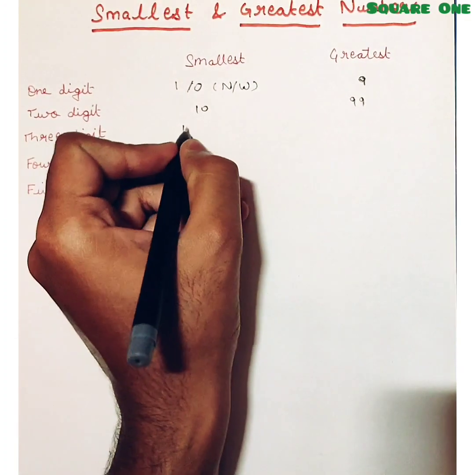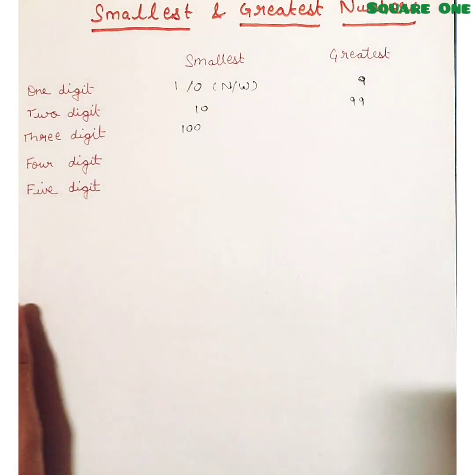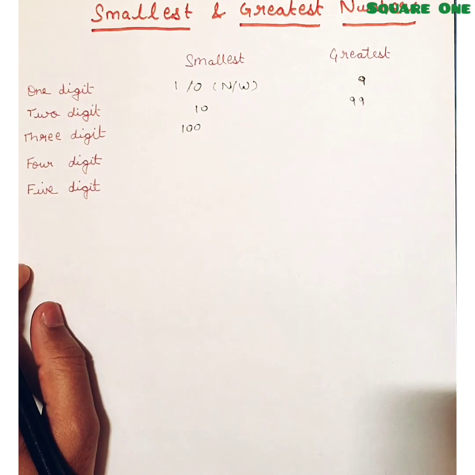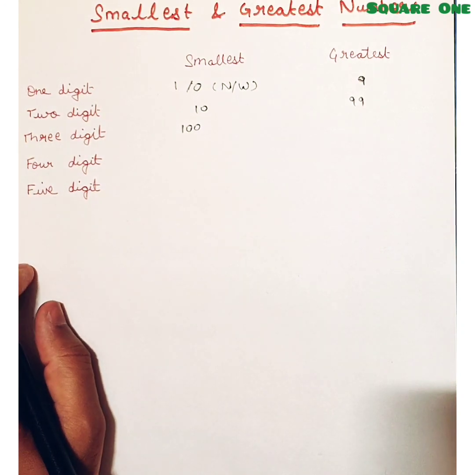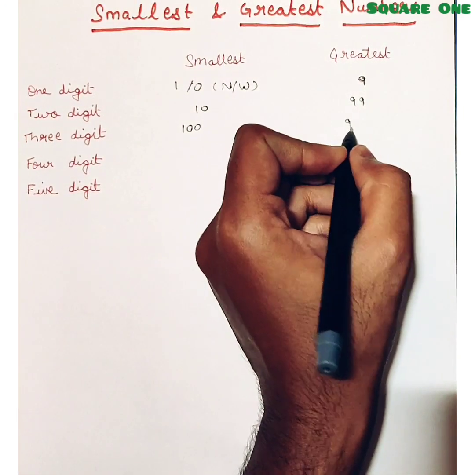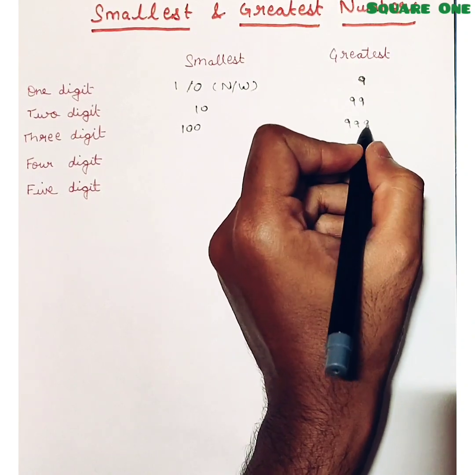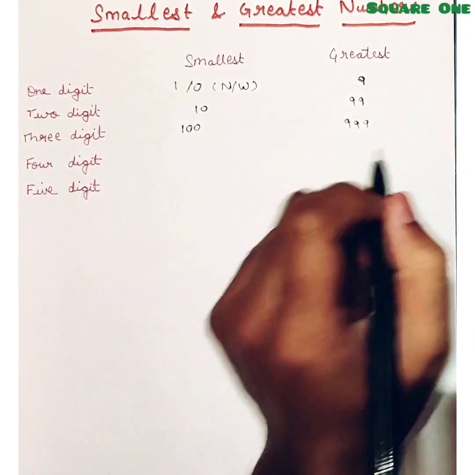So 100 will be our smallest 3-digit number. The greatest 3-digit number will be something like 999. So this is how we write the smallest and greatest numbers.